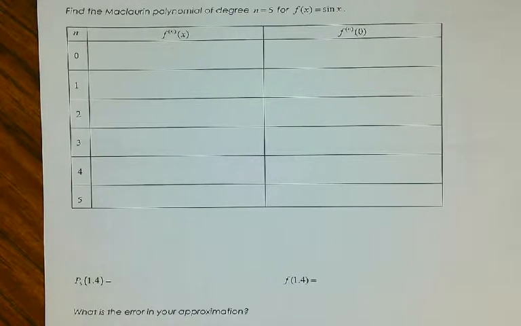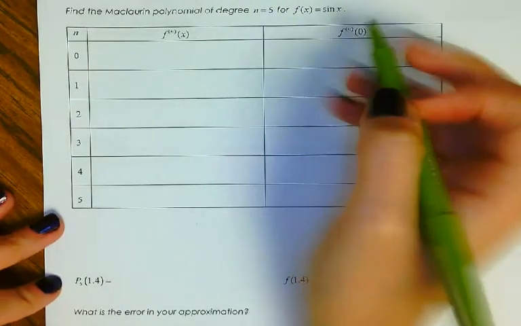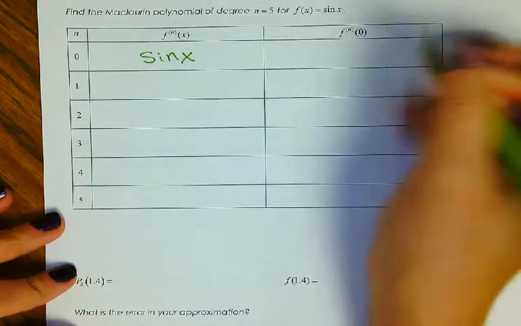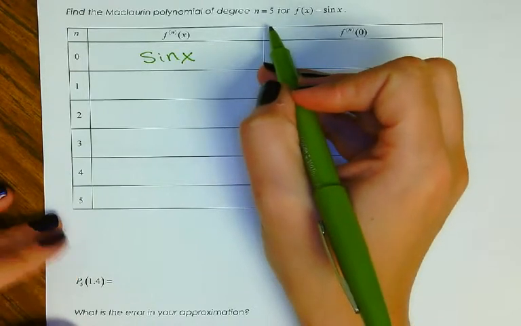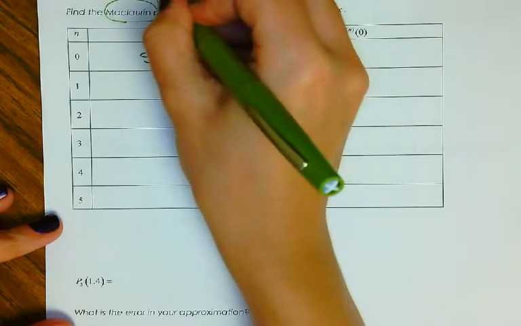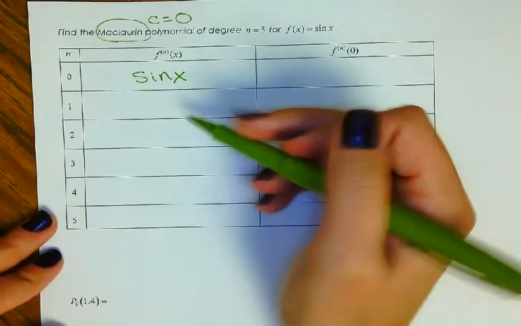For example 4 here, have your calculator handy because we're actually going to check our answer using the calculator. But we're going to do the process the same way to start out. We're working with f of x equals sin x, so I'm going to write sin x there. And here we're trying to figure out a 5th degree polynomial. And this tells me that c equals 0.